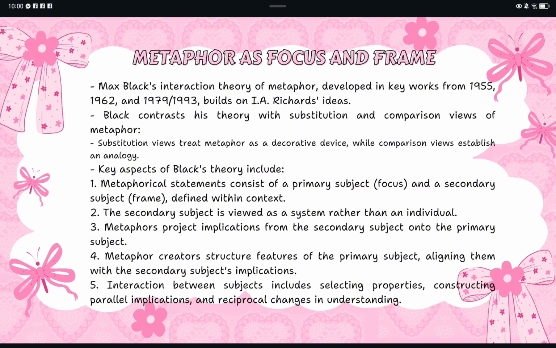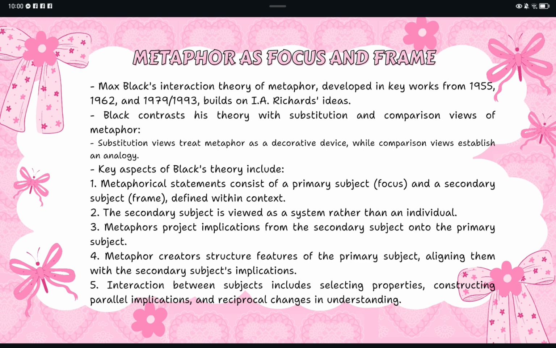So Max Black's interaction theory of metaphor, developed in key works from 1955, 1962, and 1979 to 1993, builds on I.A. Richards' ideas. Black contrasts his theory with substitution and comparison views of metaphor. Substitution views treat metaphor as a decorative device, while comparison views establish an analogy.